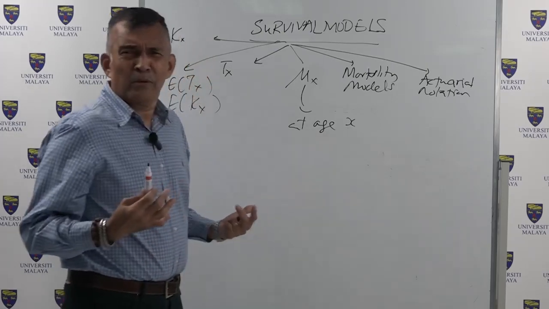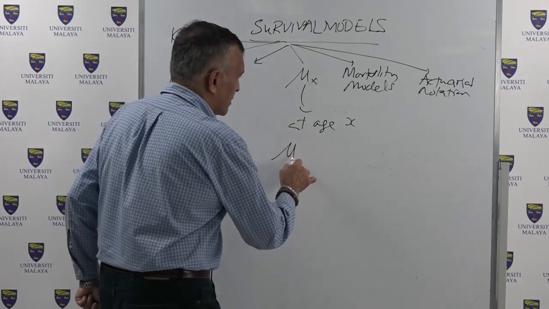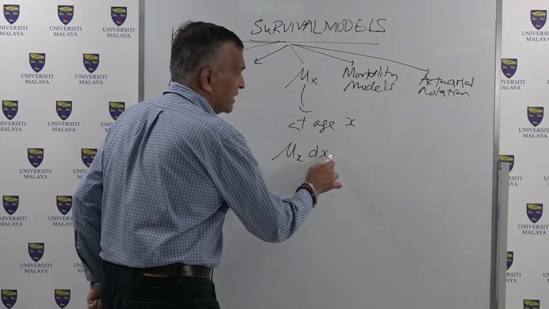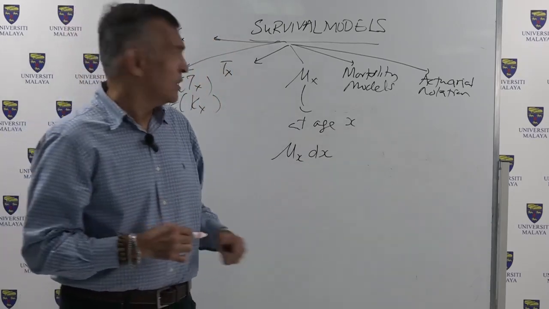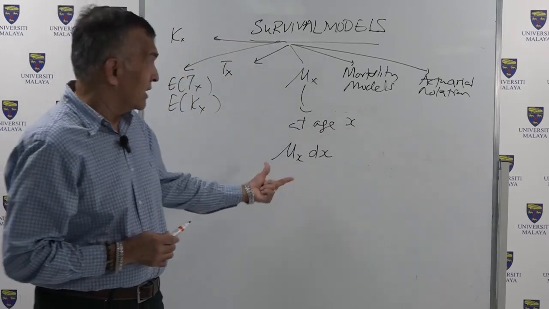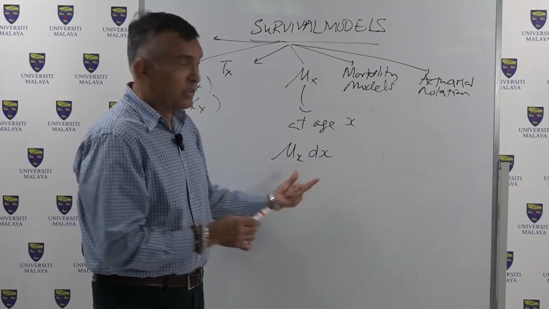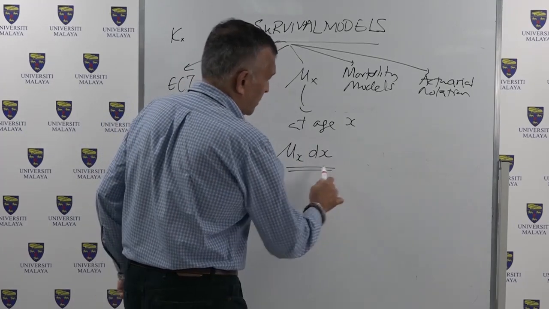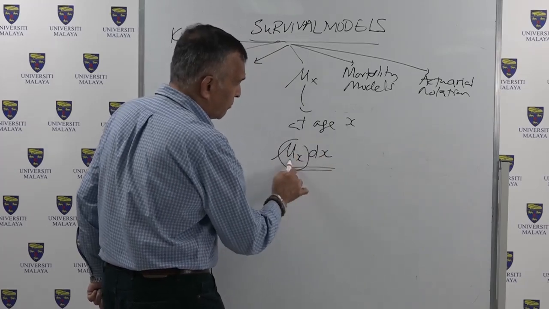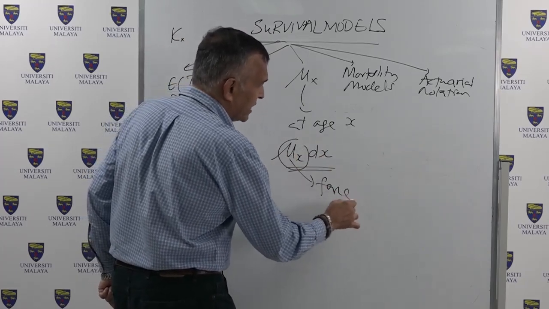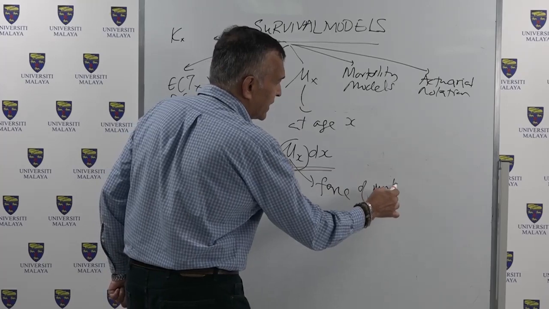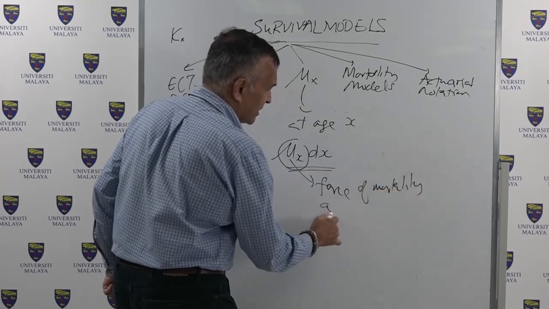How do you learn it? Learn it like this: mu X. I'll give you the definitions during class. What is mu X dx? This is the probability. This is for the force of mortality. Let me write it down: force of mortality at age X.